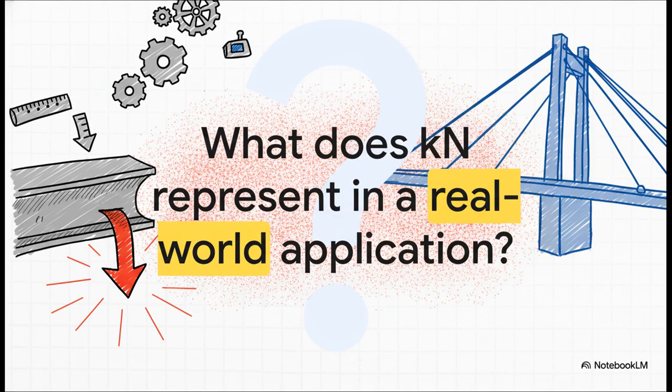But let's just pause here for a moment. What does 12.3 kilonewtons actually mean? Well, if we were analyzing a bridge, that number could represent the real physical load that a steel beam has to support. It's not just a number on a page. It's the real-world force that can make that bridge buckle or stand strong for 100 years.